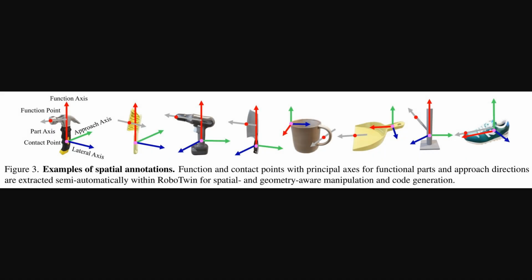So we just saw how this works for the hammer, and this figure really drives home how versatile the system is. It shows the same kind of spatial annotations, those key points and principal axes, applied to a whole range of objects. You can see a drill, a knife, a mug, and even a shoe. For each one, the system defines things like a function point, which is where the main action of the tool happens, and an approach axis, showing the best direction for the robot to come from. This consistent, geometry-aware labeling is what lets the LLM understand how to use completely different items.